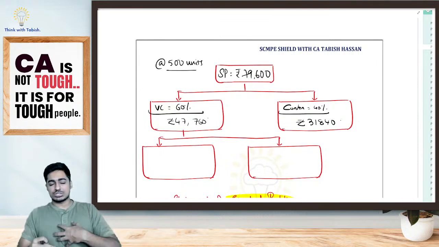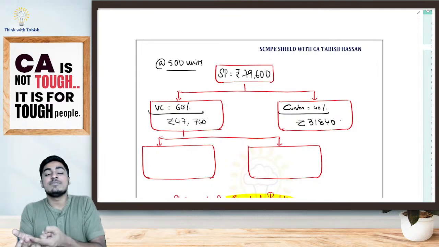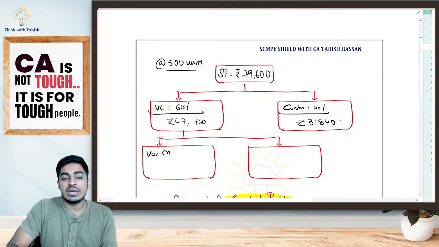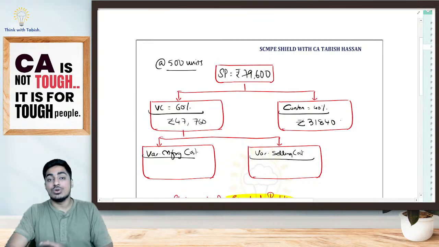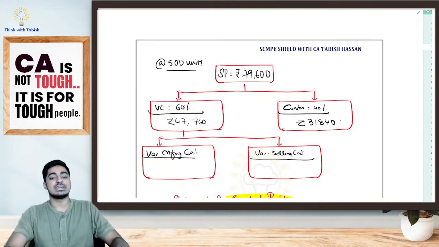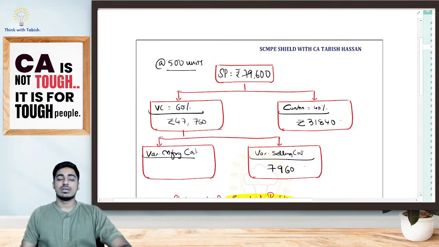In this variable cost, I have included every variable cost. I have my variable manufacturing cost, I have my variable selling cost. So this variable cost will include variable manufacturing cost as well as variable selling cost. Is the variable manufacturing cost directly given in the question? No. But is the variable selling cost given? Yes. It is 10% of selling price, so it is going to be 7,960 per unit.